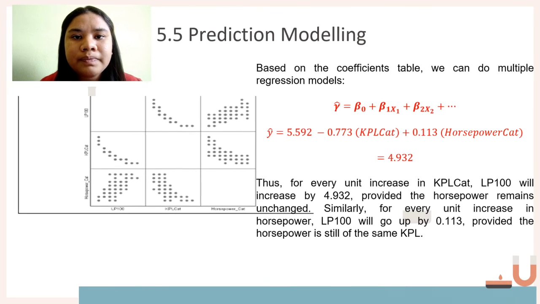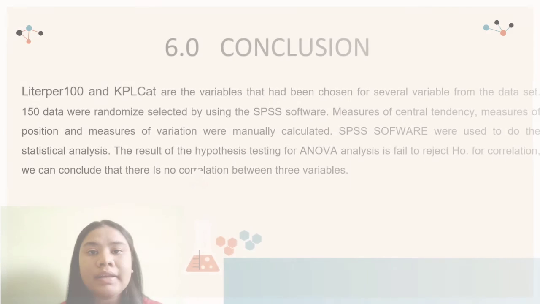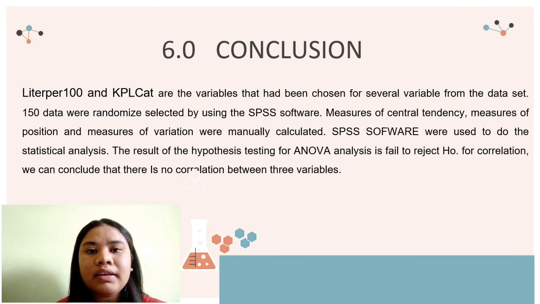Next is the conclusion. Liter per 100 and KPL cat are the variables chosen from the several variables in the dataset. 150 data points were randomly selected using the SPSS software. Measures of central tendency, measures of position, and measures of variation were manually calculated. SPSS software was used to do the statistical analysis.